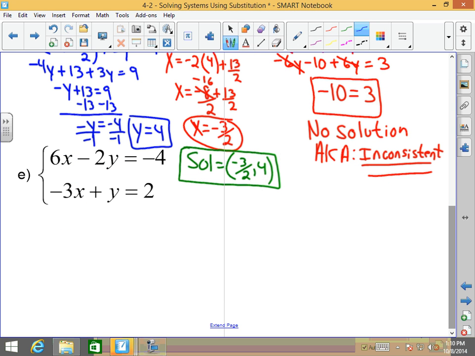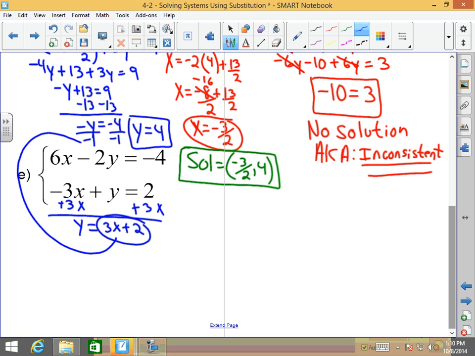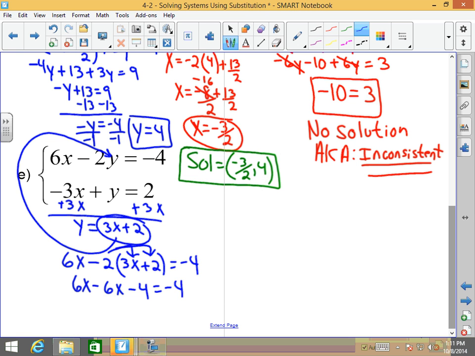Who would you like to solve for here, my brothers? The y in the bottom. So I'm going to add 3x to both sides. So y equals 3x plus 2. I'm going to take that y value and plug it into the y of the other equation. So I've got 6x minus 2 times y, which is 3x plus 2, equals negative 4. 6x minus 6x, because remember I distribute, minus 4 equals negative 4. Uh-oh. 6x minus 6x cancels, so I'm left with negative 4 equals negative 4.